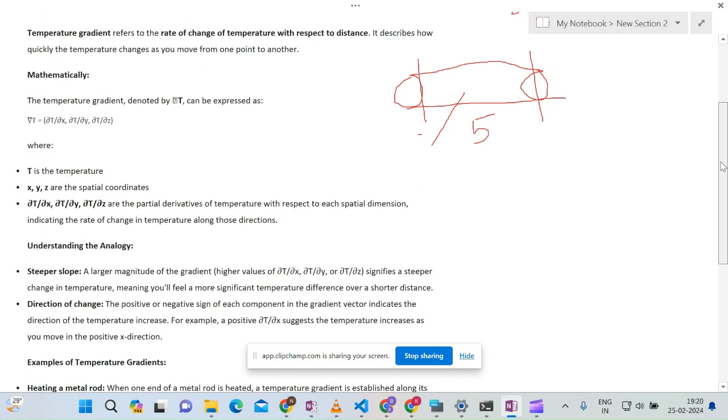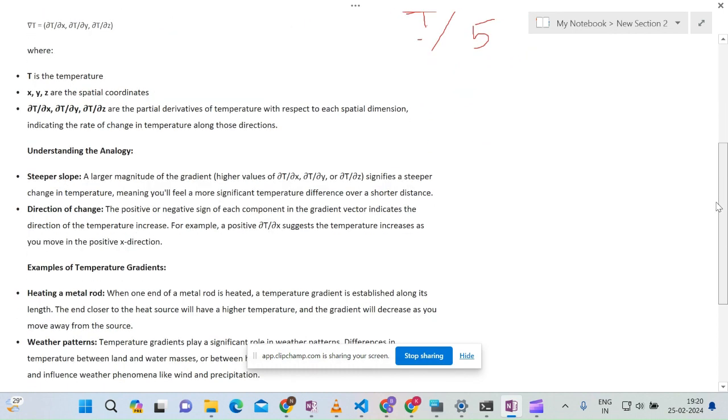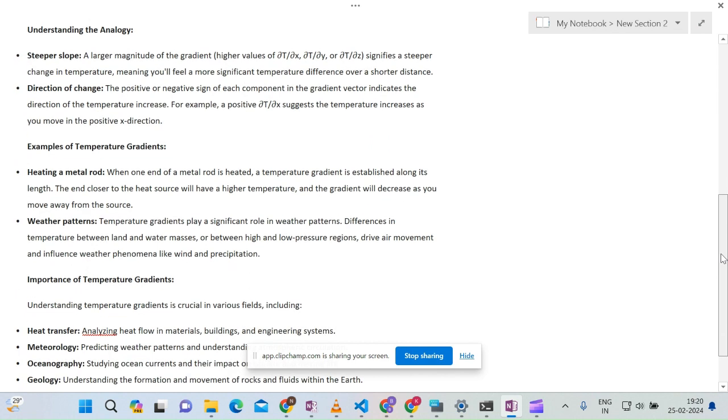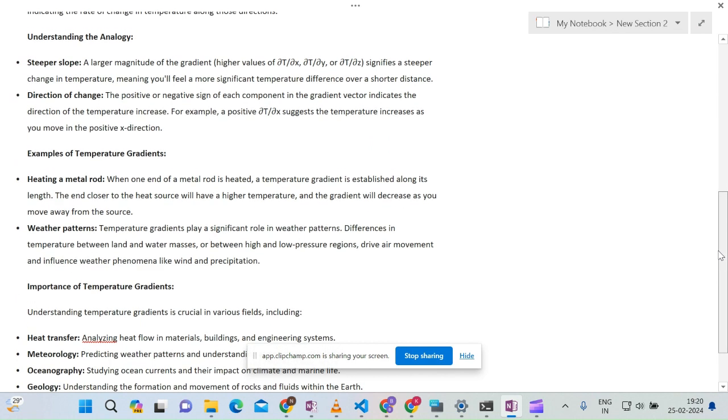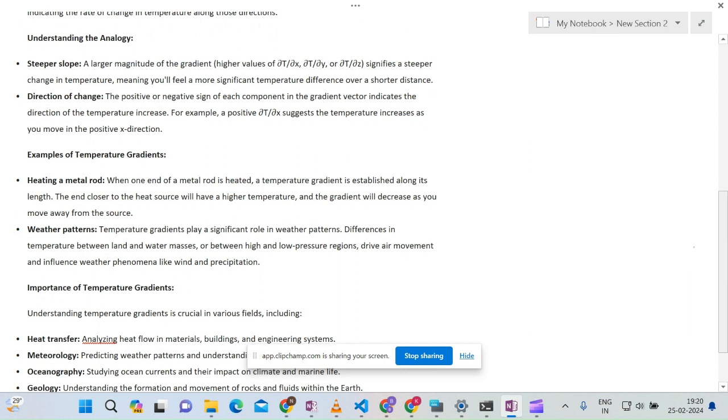If it is changing at a high rate, then the magnitude of the gradient along that direction will also be high. There are many examples of gradient. Weather patterns are also an example of gradient, like how fast the weather is changing as we move through different regions. And I have told you the example of a heated metal rod. So the gradient is basically, if I sum it up, the rate of change of anything as we move along one axis, either x, y, or z.